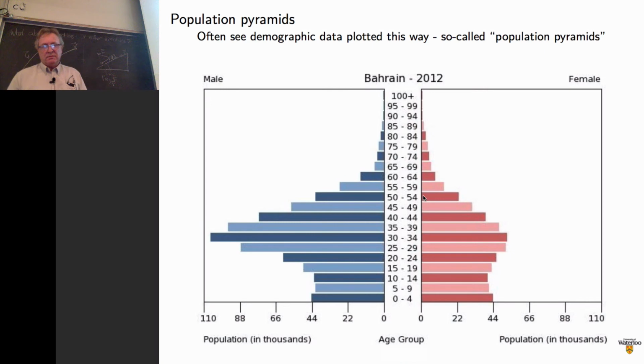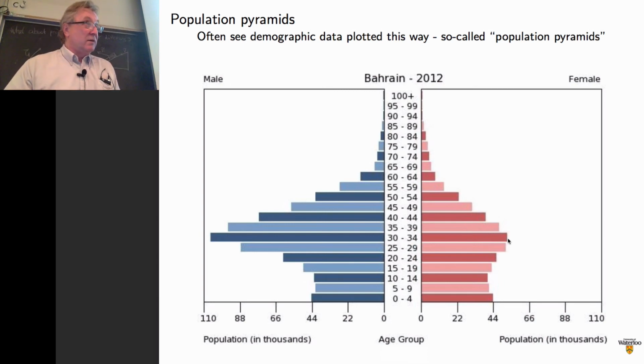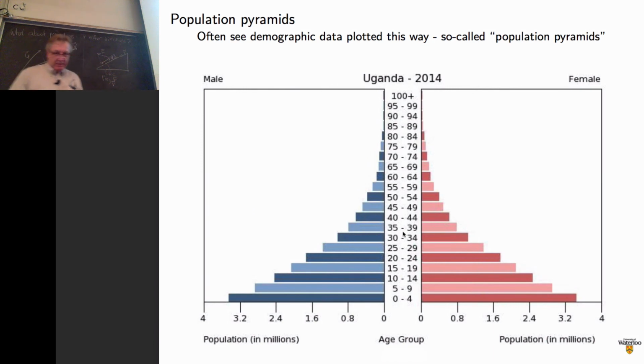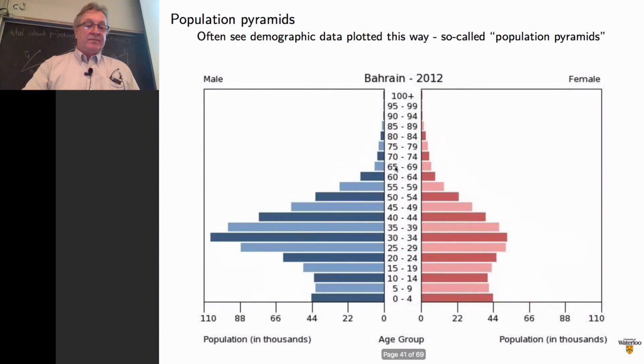Bahrain. I don't know what they're doing to their women in Bahrain, but this is definitely much smaller on this side than the males on that side. So the shapes are a little different. Bulges again roughly in the late 20s, early 30s. Uganda. The tragedy of Africa, right? I mean, we've got just massive amounts of children, large numbers here, and just tailing off. So this is very different, that's indicative there's something very different in that society than what we've seen in the previous ones, right?